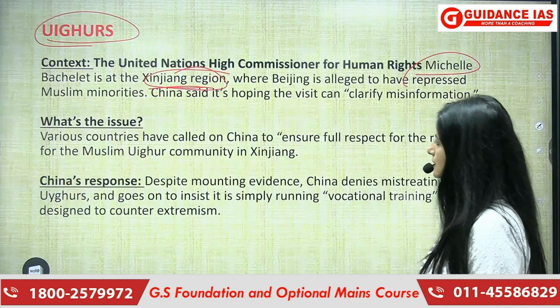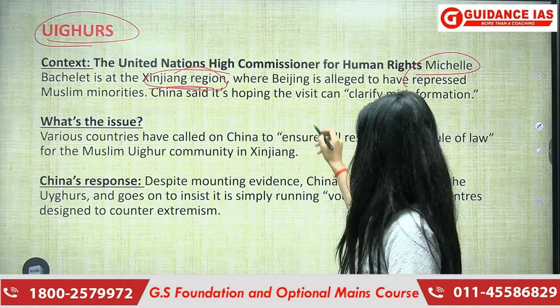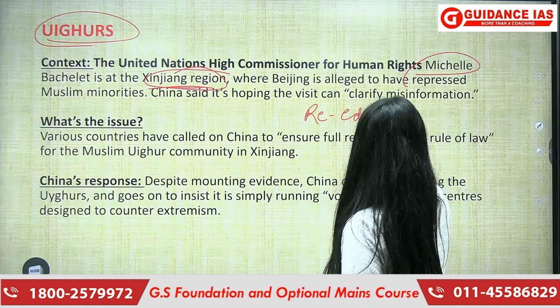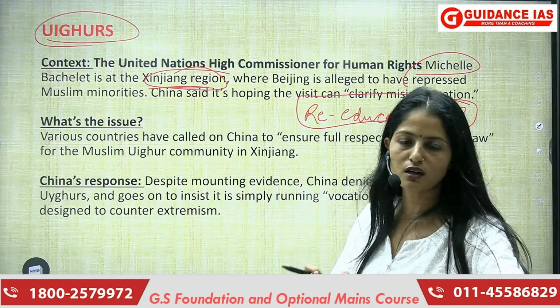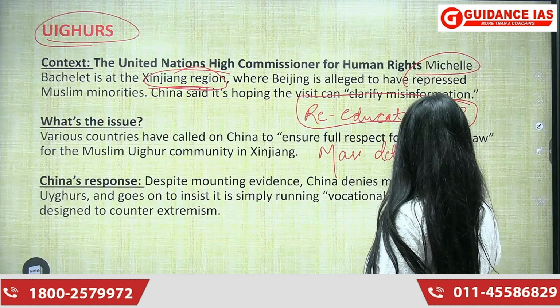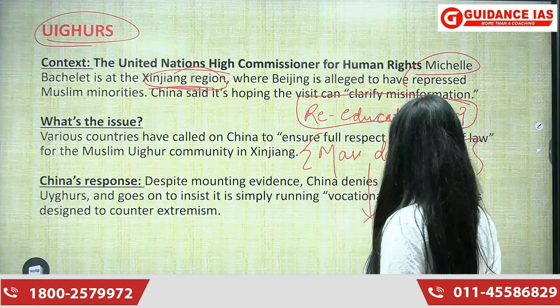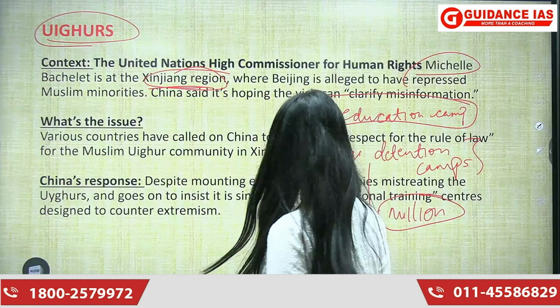Okay, let me take you back to the slide. So what's the issue? The issue is this only, that there has been a human rights violation, though China is of the opinion that we have put them into a re-education camp. But there have been reports and many proofs which say that those are not re-education camps, rather they are mass detention camps, जहाँ पर mass detention इन्होंने लोगों का कर रखा है for millions of these ethnic minorities, Uyghur Muslims. ठीक है, तो ये आपको याद रखना है.